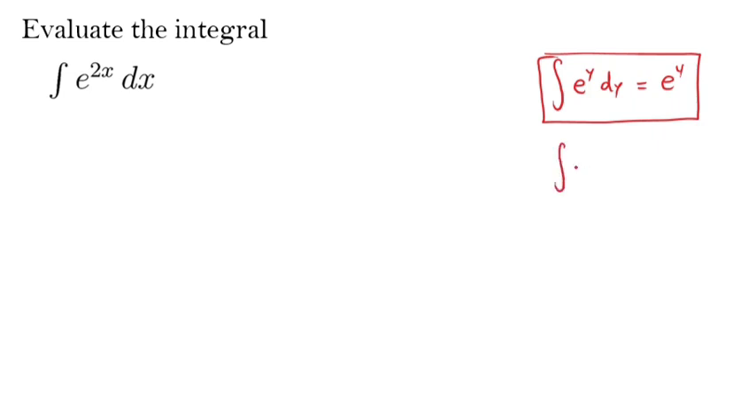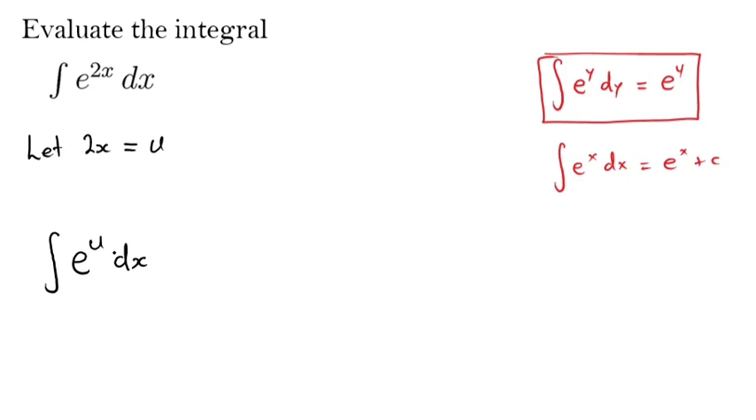So this means that the integral of e to the x with respect to x will simply be e to the x plus c. Now, what we have here is 2x. So I'm going to let that 2x be a certain expression or letter. For example, I'll say let that 2x be u, so that my integral will become the integral of e to the u dx.